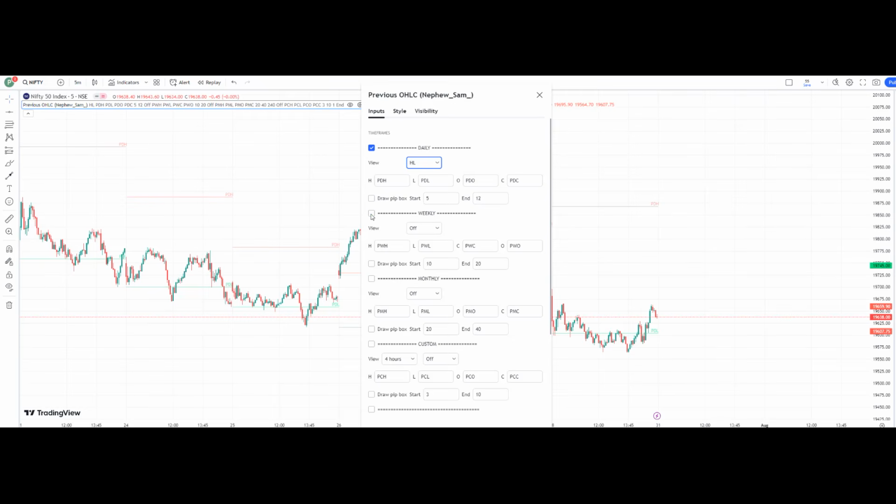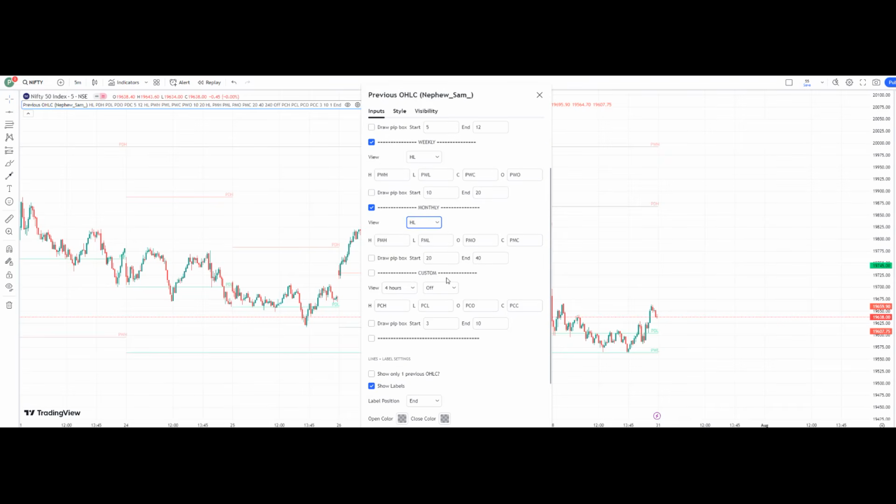Next is the weekly. So we want to see the weekly view also. It is high and low. Next is the monthly. So we are checking this monthly. HL, so HL also we are checking for daily, weekly and for the monthly charts. Next, there is an option called custom. So if you want to check that, you can check according to your trading style.